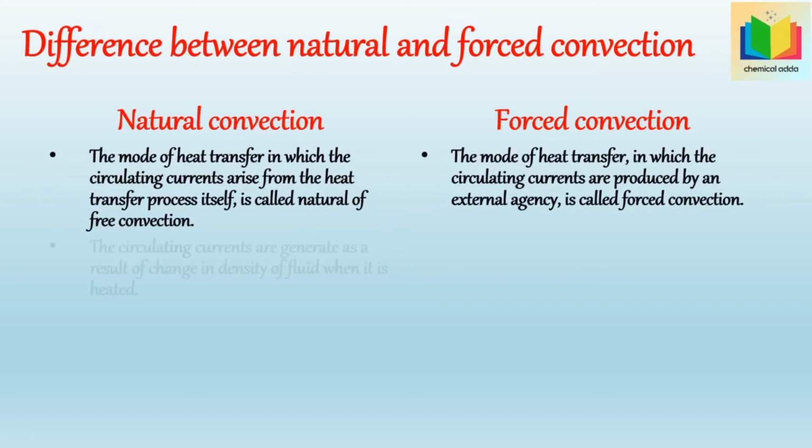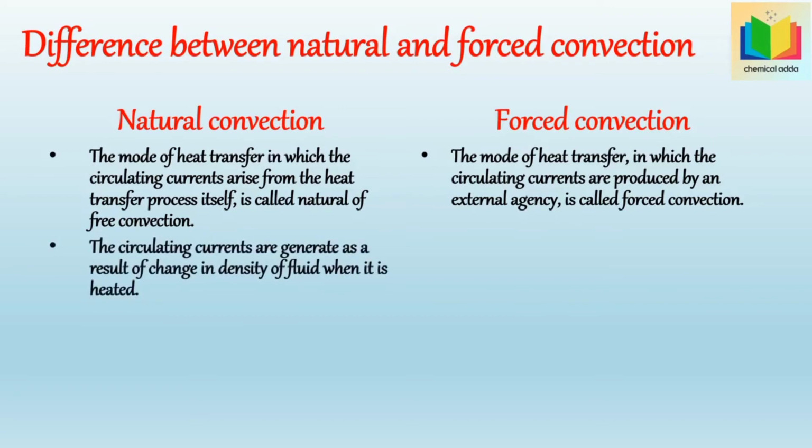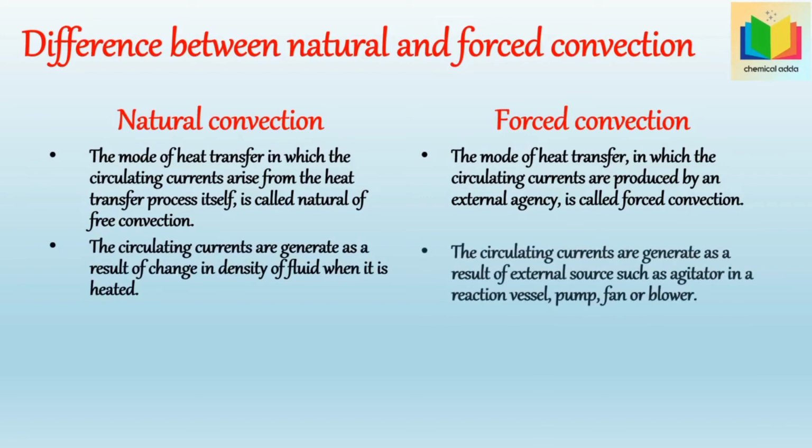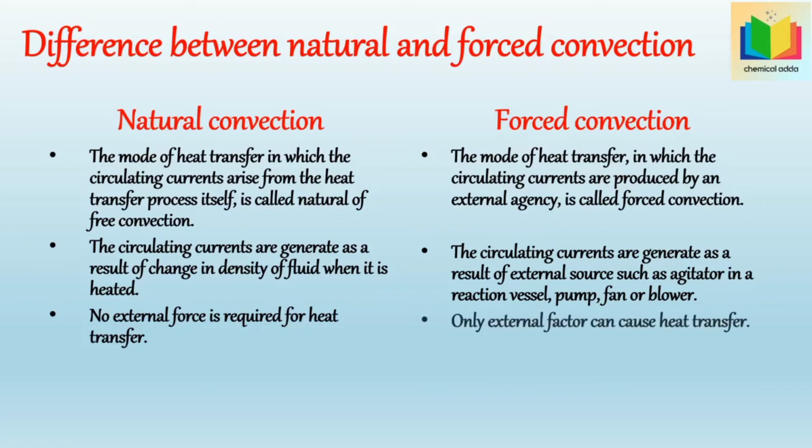In natural convection, the circulating currents are generated as a result of change in density of fluid when it is heated. And in forced convection, the circulating currents are generated as a result of an external source, such as an agitator in a reaction vessel, pump, fan or blower. No external force is required for heat transfer in natural convection. And only an external factor can cause heat transfer in forced convection.